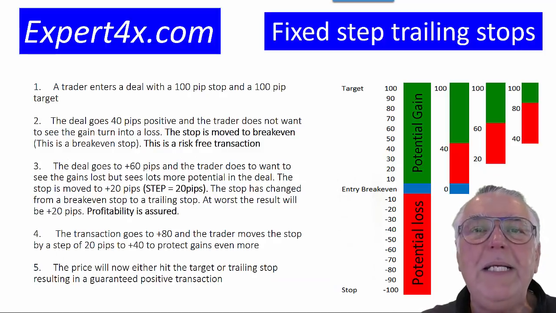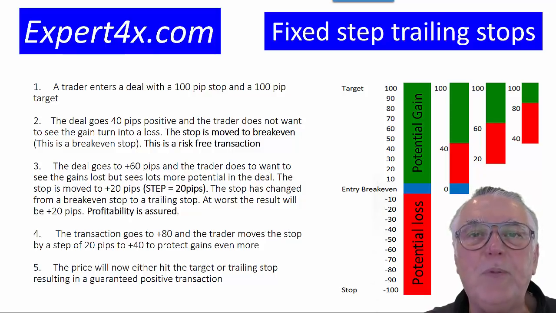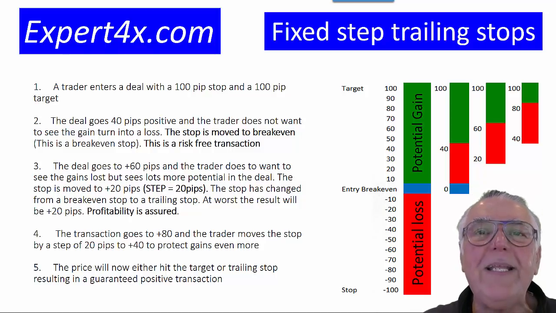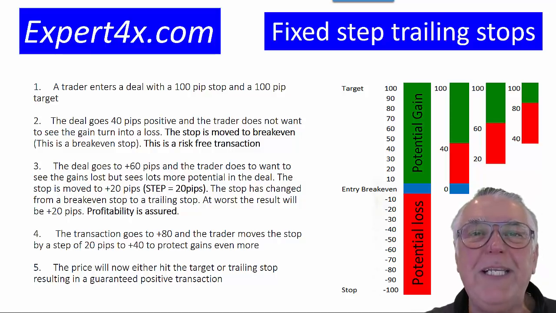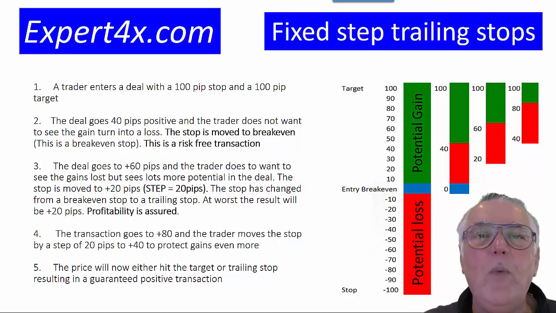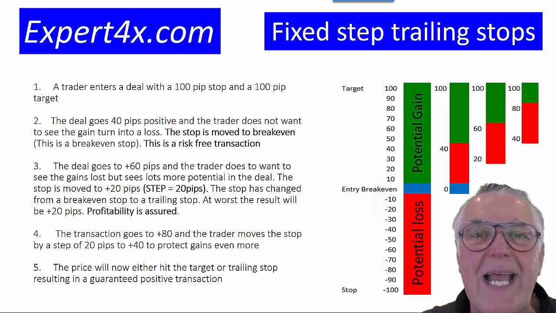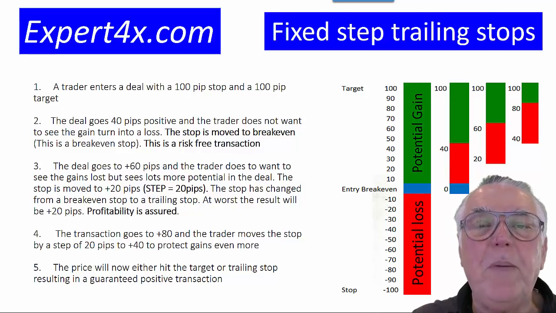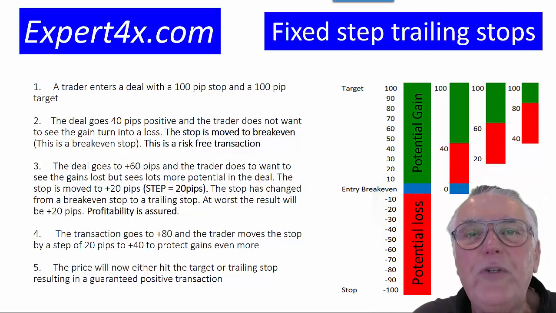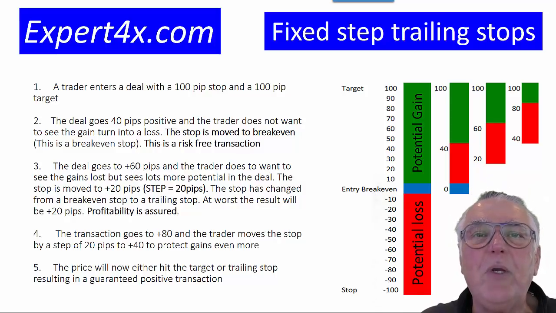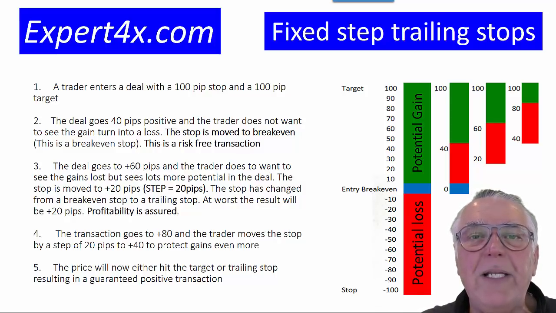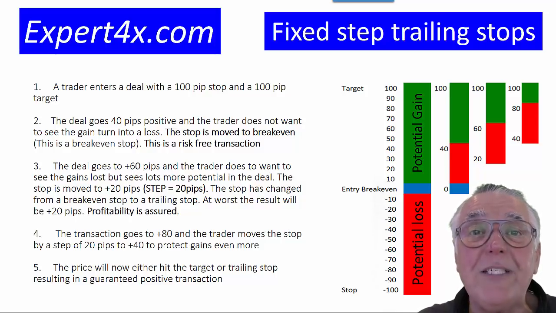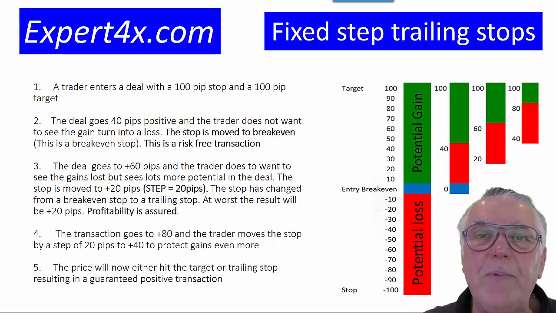Our first example takes a trader who has placed a 100 pip stop and a 100 pip target on a particular transaction. Now let's take the example of this particular transaction going to plus 40. When plus 40 is reached, the trader wants to protect the gain, so a trailing stop is activated and placed 40 pips behind the current price. So effectively what you have is a break-even transaction, because should the price come back and hit the trailing stop, you will come out of the transaction on a break-even basis, which also makes the transaction risk-free. Fantastic position to be in.